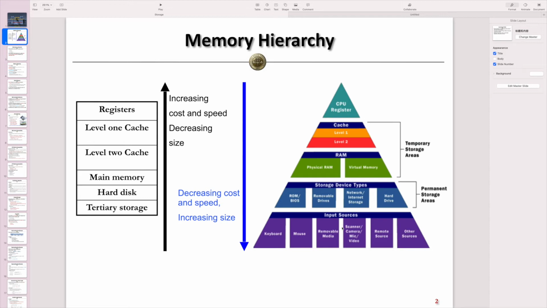So we know the cache is very small compared with the real world data we have. The storage space in the cache normally is several megabytes, which is very small compared with the real world data.